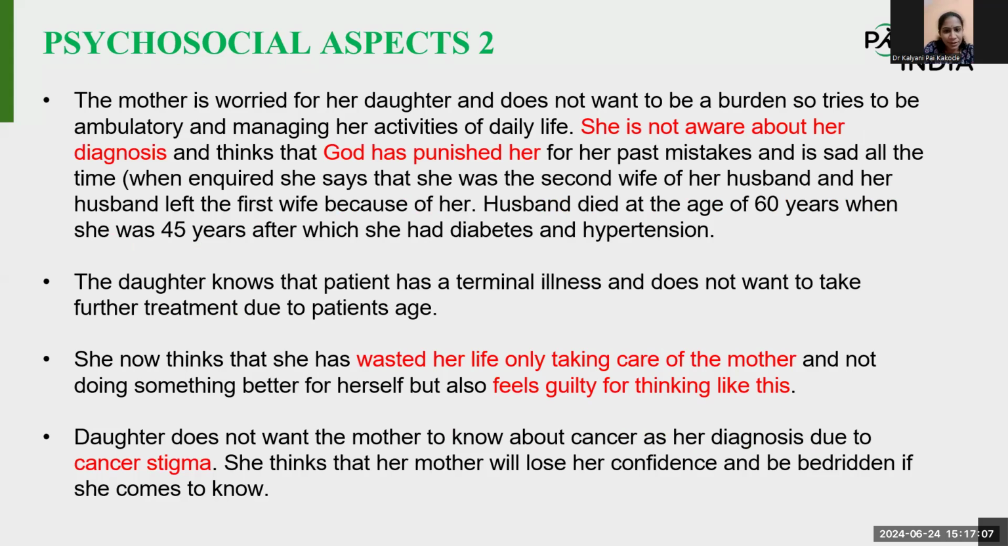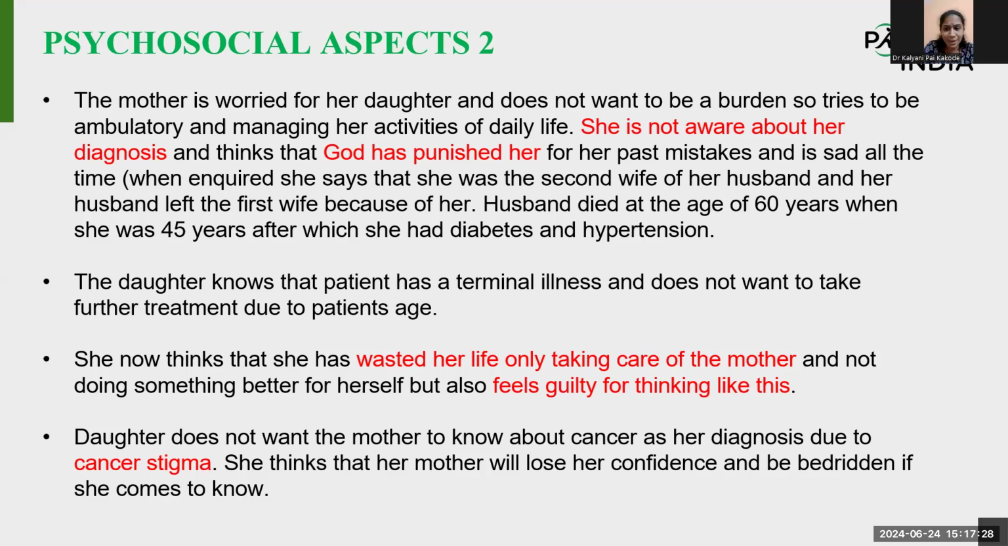The mother is worried now because she's worried for her daughter's future. So she doesn't want to burden the daughter. So she tries to be ambulatory. She tries to manage her activities of daily life. But when inquired, she's not aware of her diagnosis. She just thinks that God has punished her for her past mistakes.